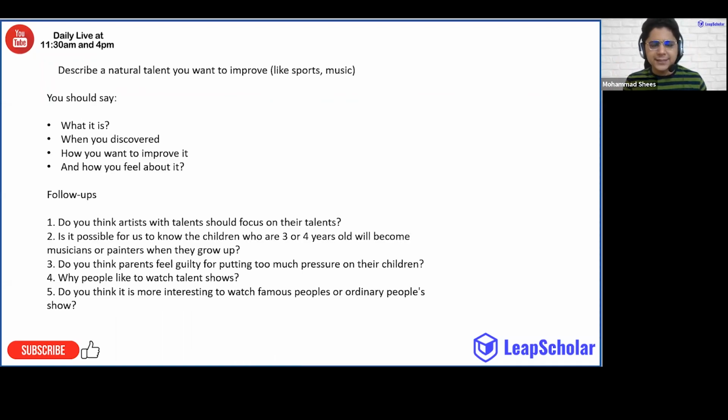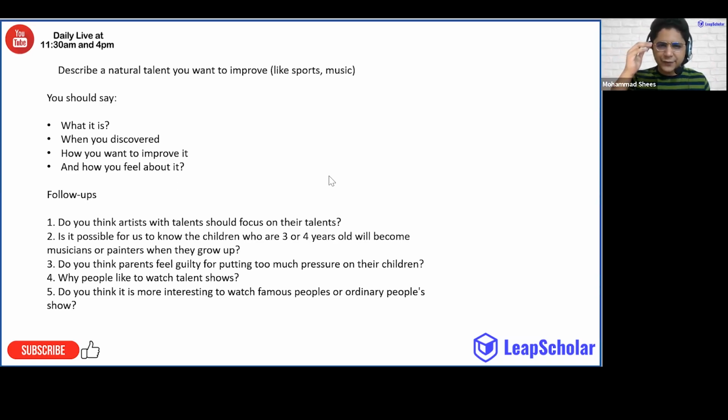Next, describe a natural talent you want to improve. Now, what is the natural talent that you would want to improve? I am sure we all have different kinds of talents. So it's always important to think about what talent you have. For example, I have a keen interest in playing guitar and learning singing, and I already did a part of it, so I know.